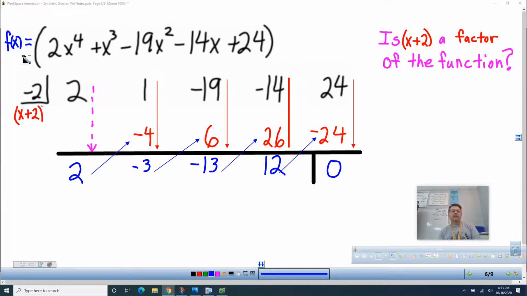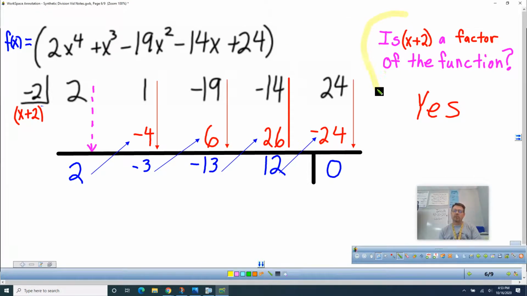So here we go. We've got function f of x, which is the one we just got finished doing, and then we do all this work right here. And then what we would say is, is x plus 2 a factor of the function? And you would say, because we got a 0 remainder, yes. So that's one way we could look at it.